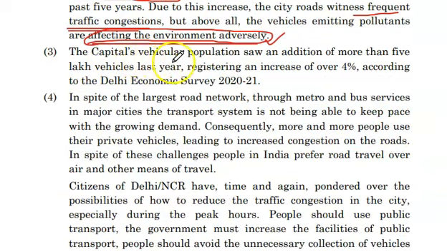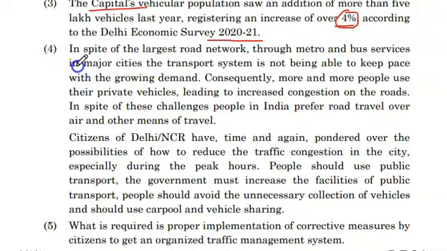The capital's vehicular pollution saw an addition of more than 5 lakh vehicles last year, registering an increase of over 4% according to the Delhi Economic Survey 2020-21. So this paragraph is talking about that in the year 2020-21, the number of vehicles in Delhi went up by 4%. So this paragraph is talking about the increase of vehicles in Delhi. Here capital is talking about Delhi. So it went up by 4%.